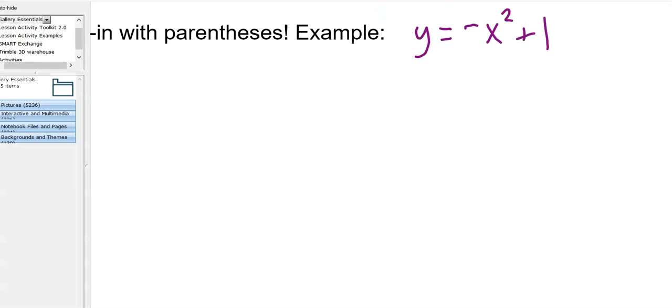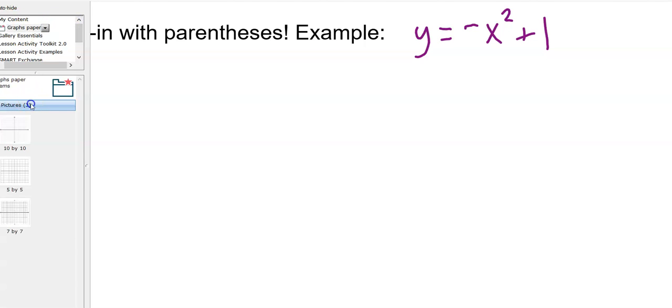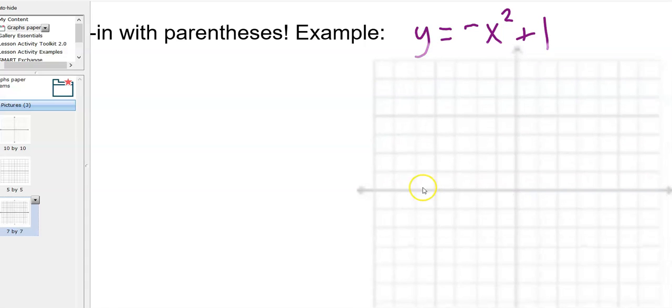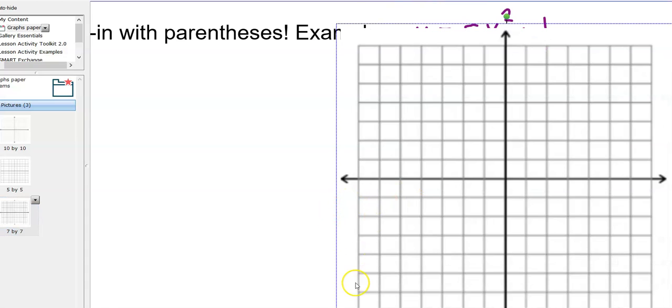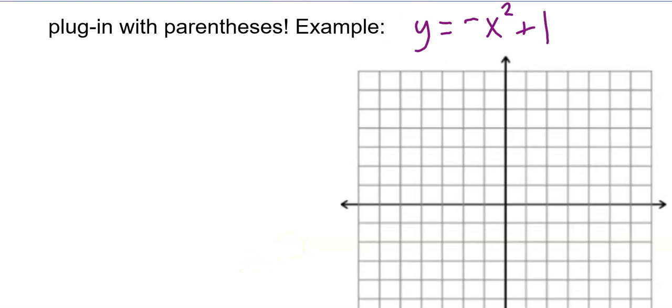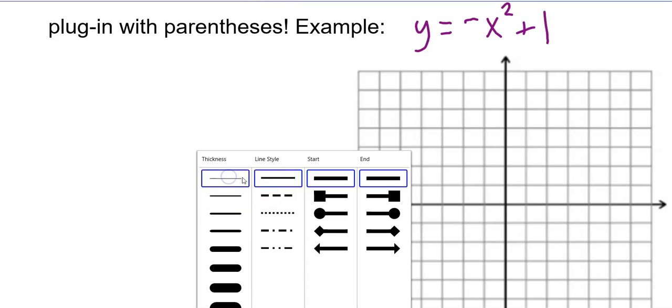So let me get some graph paper here real quick. There we are. Okay, so let's plug in some points. If we don't know what this graph looks like, that's okay.